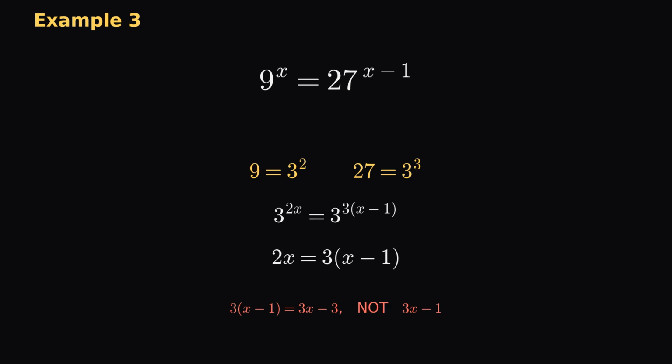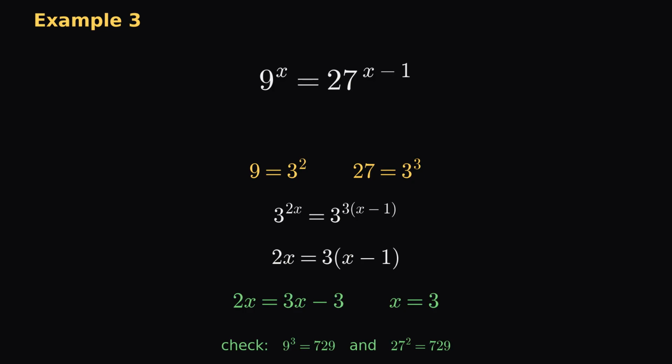That missing bracket is the single most common lost mark in this topic. So 2x equals 3x minus 3, which gives x equals 3. Check it. 9 cubed is 729, and 27 squared is also 729.